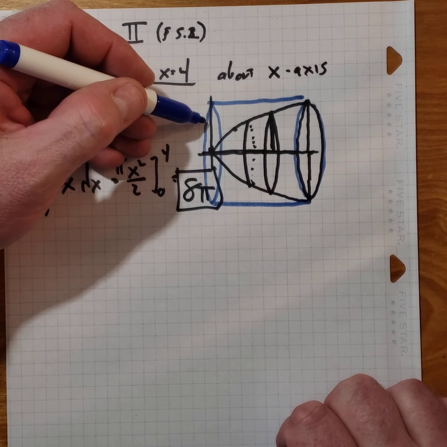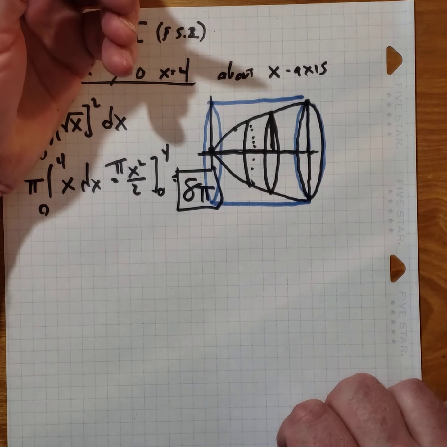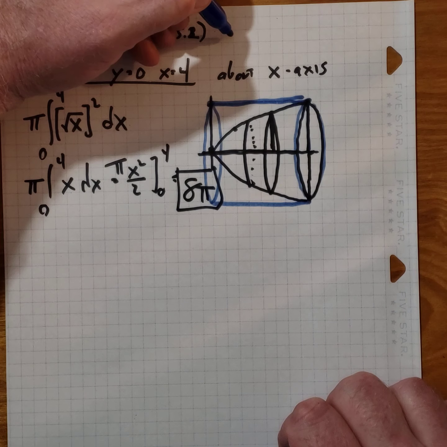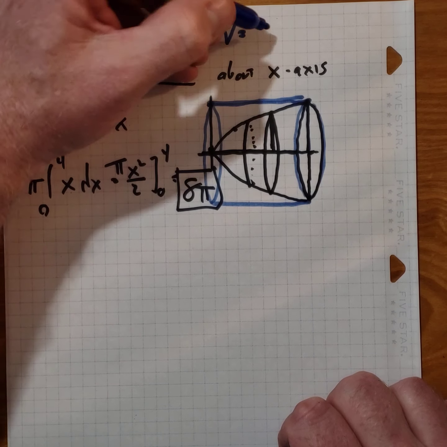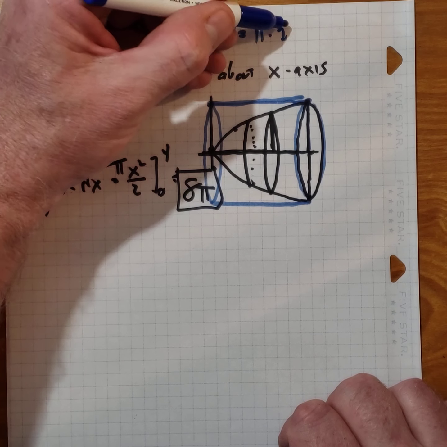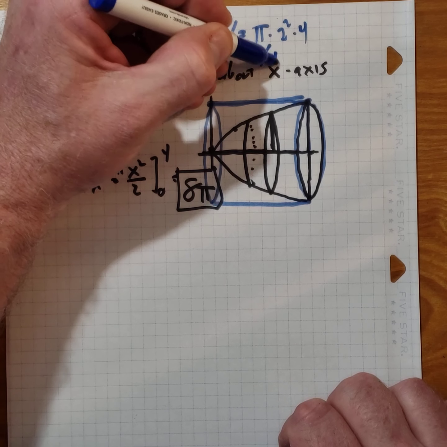What would the volume of that box be? Well, the radius is 2. The height is 4, so we know the volume is going to be pi times the radius squared, so 2 squared, times the height, which is 4, and that's going to be 16 pi.